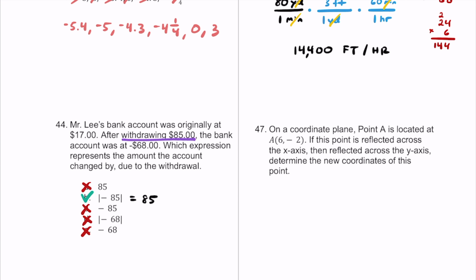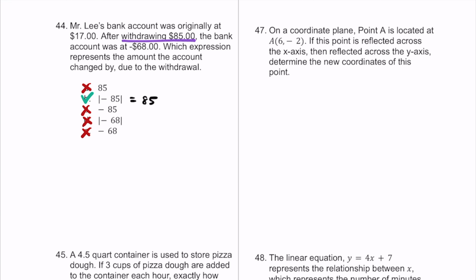For 47, we have a coordinate plane, and point A is going to be located at 6, -2. So let's go ahead and just sketch this real quick. 6, -2 is going to be somewhere in quadrant 4. Maybe that's over here. This point is going to be reflected across the x-axis. So here's the x-axis. If we reflect it, then it's going to be on the other side of the x-axis. So here's A prime, or the reflection. After that, it says it's going to be reflected across the y-axis. And so we reflect it across the y-axis. That's this vertical line here. That means we're going to flip it to the other side of the y-axis. And so that's going to be right over here. We're going to call that A double prime, or that reflection.